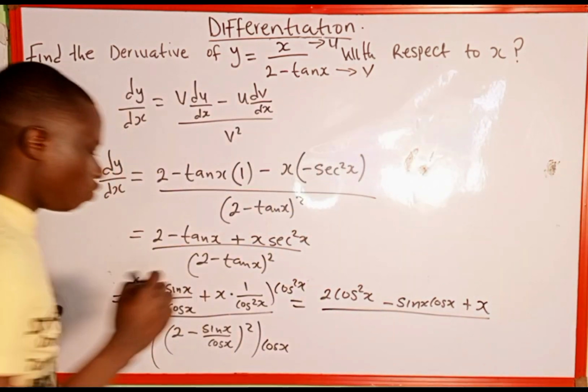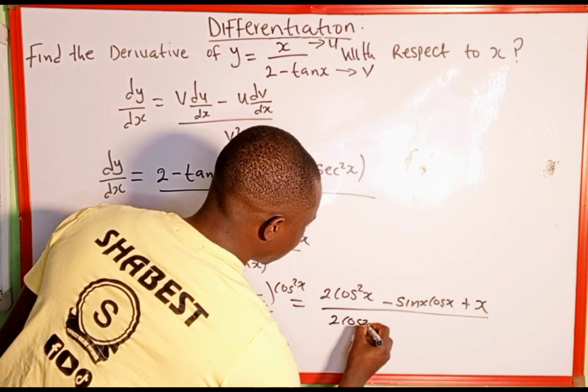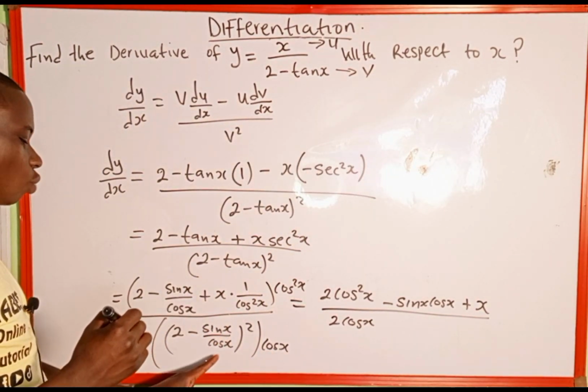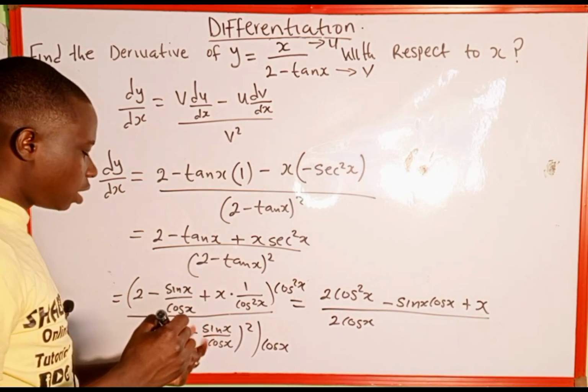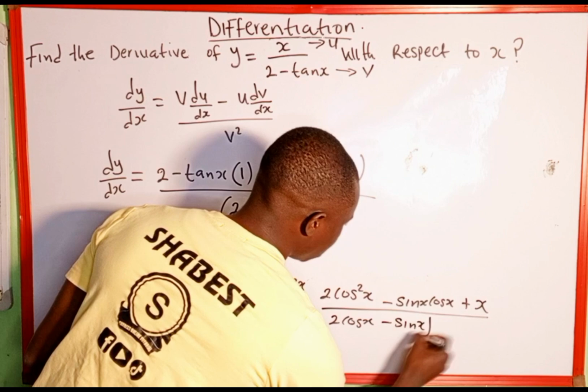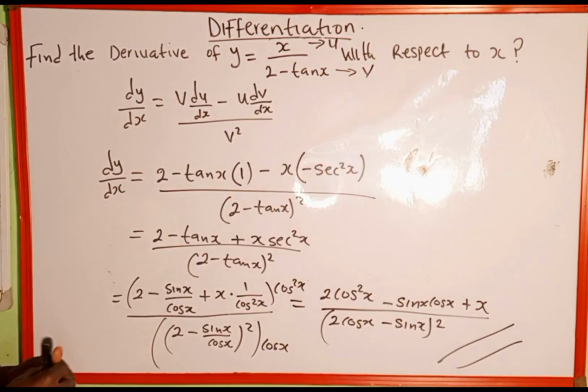Then everything all over cos x multiplied by 2 is going to give us 2 cosine x. Then cos x multiplied by sin x, cos x will cancel cos x, it will remain only sin x. So this is going to be what? Minus sin x, then all square. So here is the derivative of this function with respect to x.